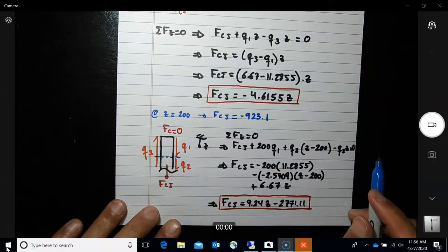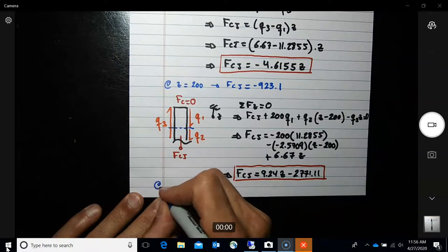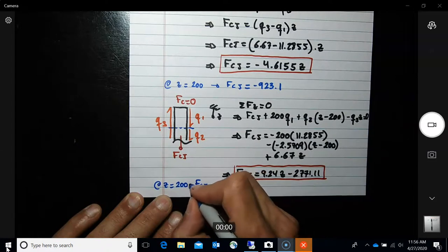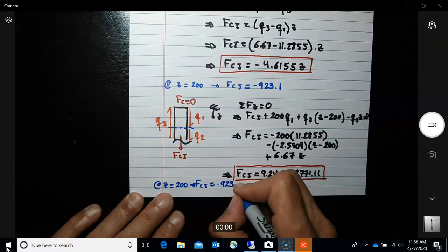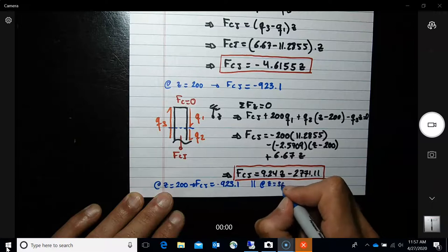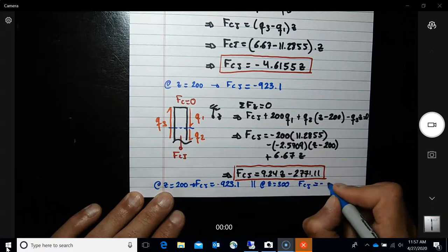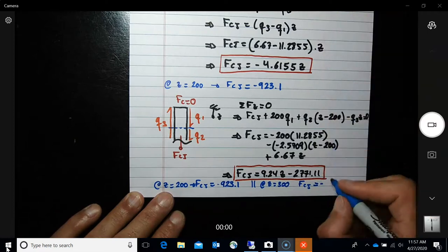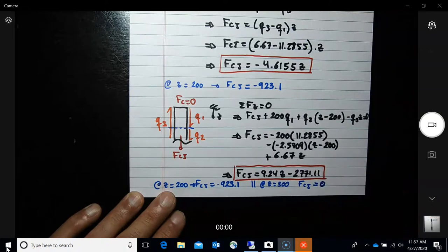Okay, and here you will find out that at Z equal to 100, FCJ should be equal to the same as before, minus 923.1, but that at Z equal 300, FCJ is equal to minus. So should be equal to what? We go from one end to the other, so this should be equal to zero, there's no force. Alright?